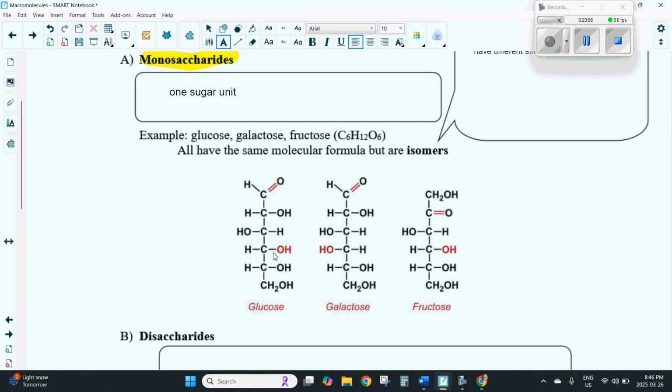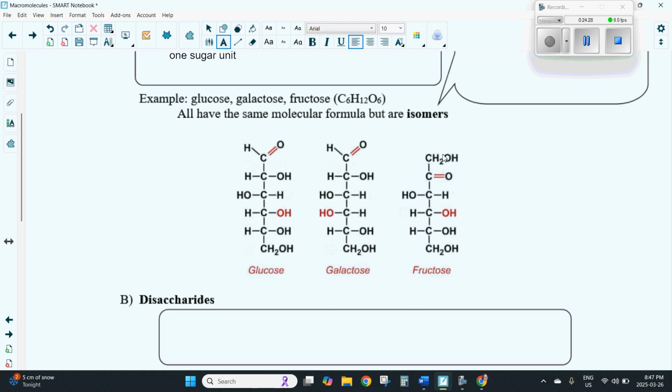You can see in your glucose and your galactose, simply your OH is on the opposite side of the diagram. Here you see that your fructose is quite different in comparison to your glucose and your galactose. I'm not expecting you to memorize what these structures look like. I am only asking you to know that you have glucose, galactose, and fructose as monosaccharides, and they are isomers of each other. They look different, but they have the same chemical formula.